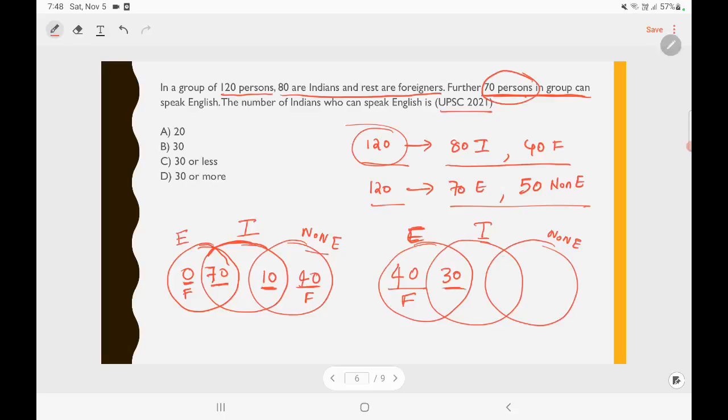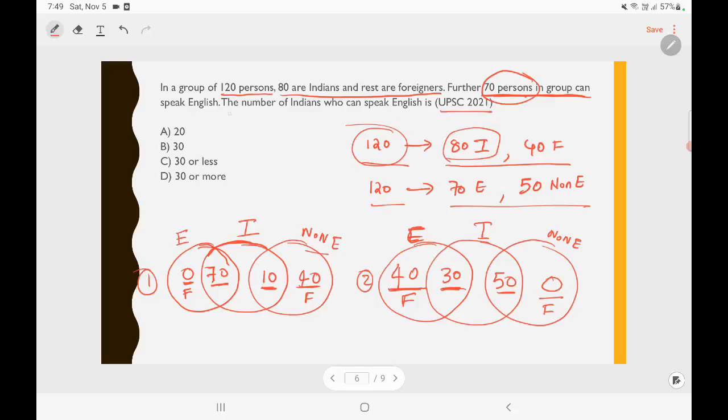Okay. So there are total 80 Indians. 30 can speak English, then 50 cannot speak English. Now how many foreigners will be there who cannot speak English? It will be 0 because we have assumed that all the foreigners can speak English. So in the first extreme condition we assume that maximum Indians can speak English. In the second extreme condition, we assume that maximum foreigners can speak English. If you add all these, you get 40 plus 30, 70 plus 50, 120. So this diagram is also correct.